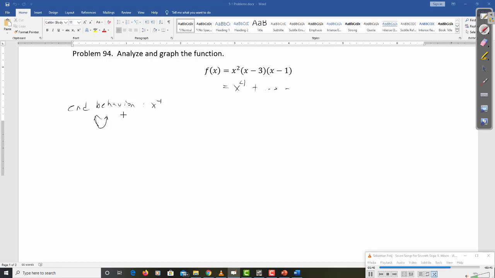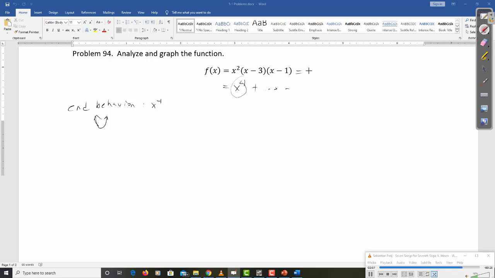So that's what both ends are going to do. It's going to go up on both ends. But the homework will generally just ask for this leading term. So that'll be it. Then it'll ask you to find the zeros and y-intercepts.